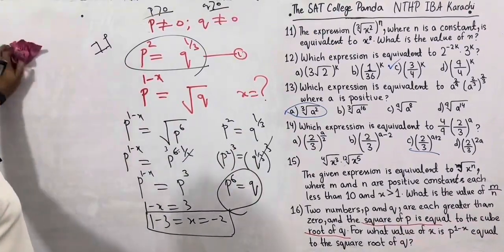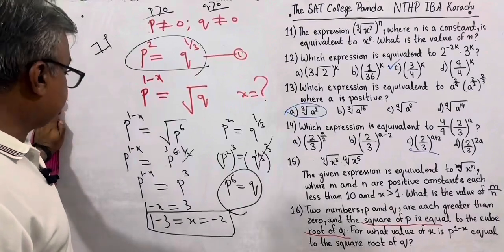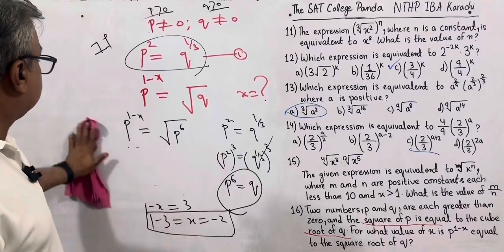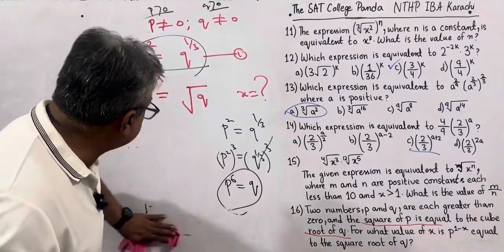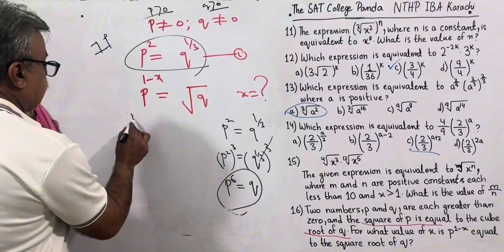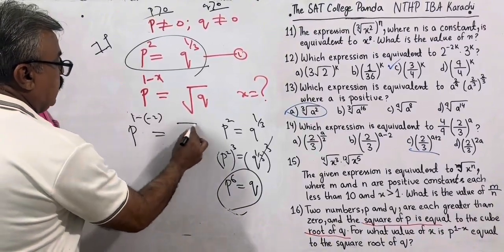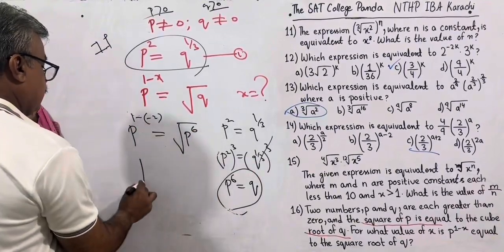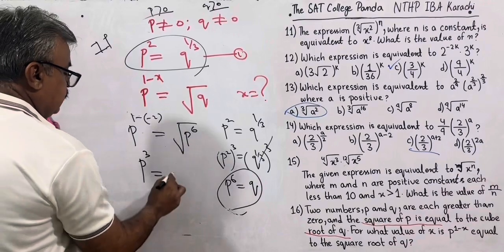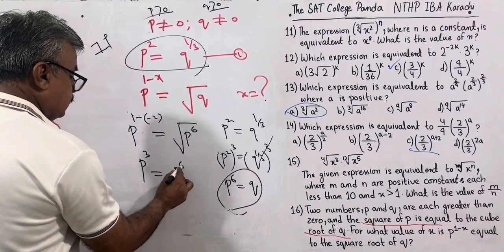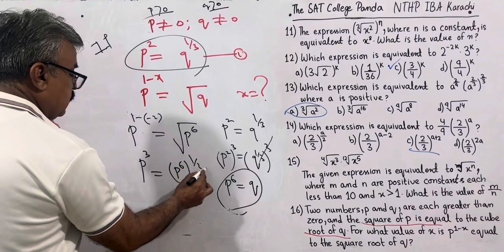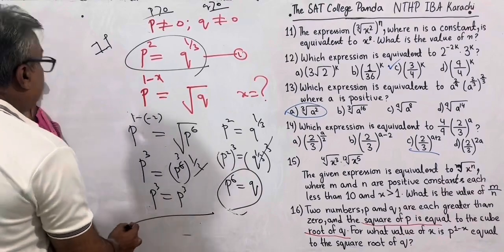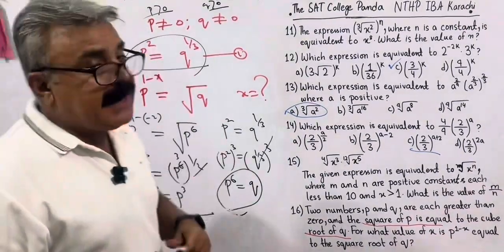Let's verify the given condition. Our x is equal to minus 2. P raised to 1 minus x means P raised to 1 plus 2, which is our P cubed. And that is the square root of P raised to 6, that is, P raised to 6 overall raised to 1 over 2. Applying the table of 2, I have P cubed is equal to P cubed, the tiny verification.